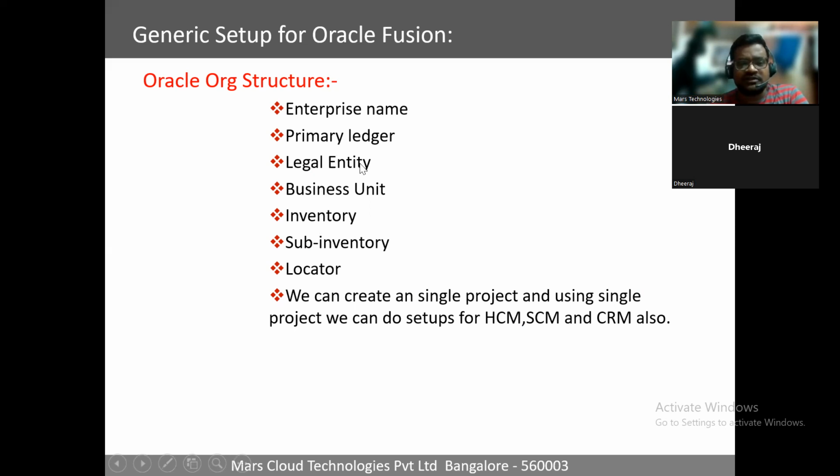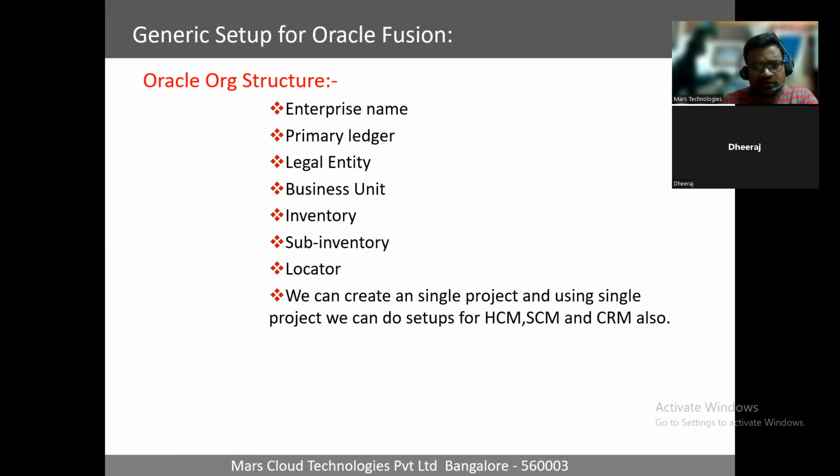So the enterprise name is independent. The primary ledger is linked with the legal entity, which is linked with the BU, and then inventory, subinventory, and locators. Whenever you define that, automatically these areas get interlinked in the architecture. Okay, so one BU can have multiple inventories, one legal entity can have multiple BUs, and one ledger can have multiple legal entities. So like that you can leverage your architecture.